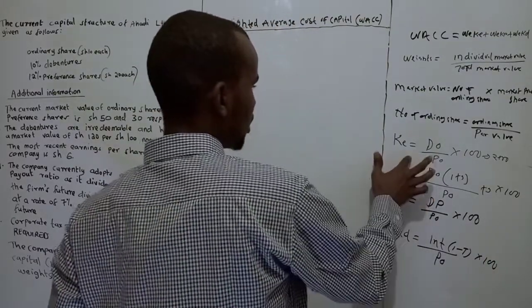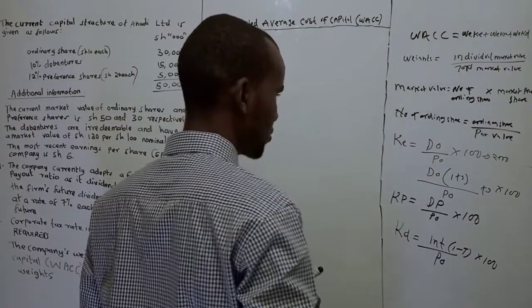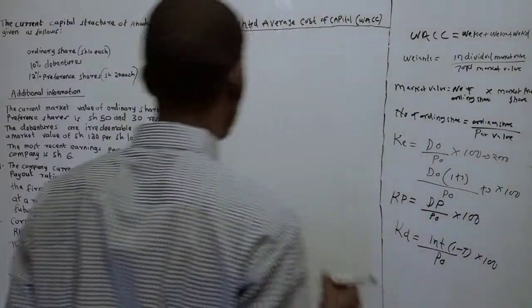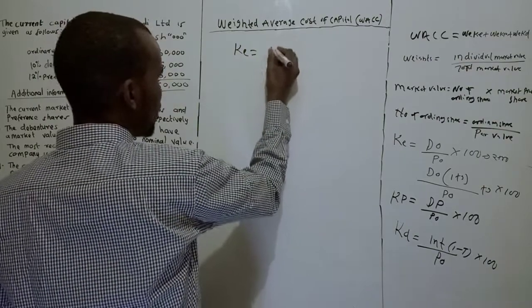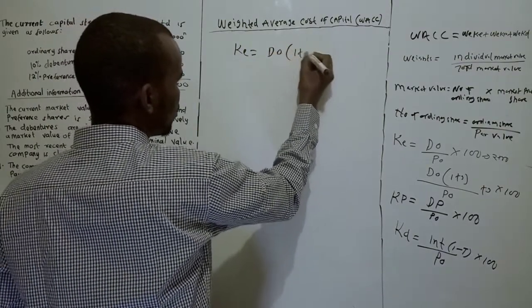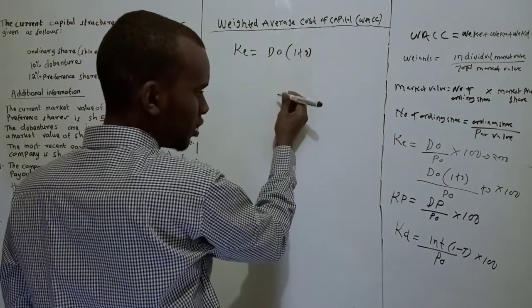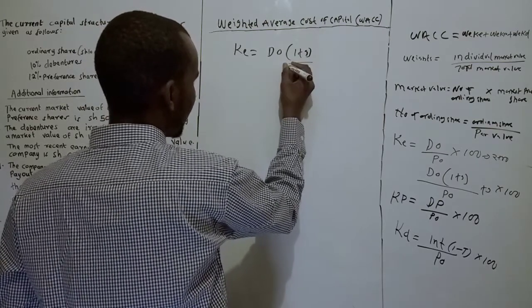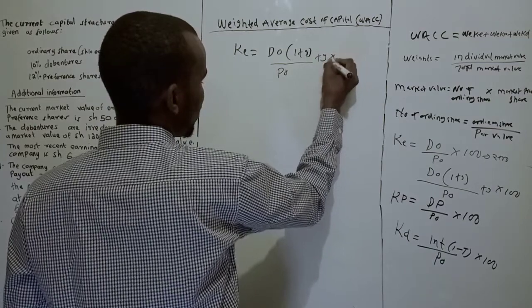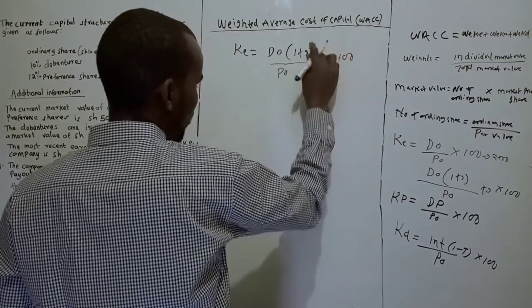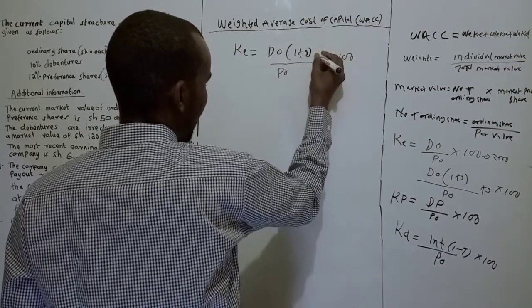So if we can begin with the cost of equity. We say that cost of equity is equal to D0 times 1 plus g, then we divide by the market price per ordinary share, then we add the growth rate, then multiply by 100.